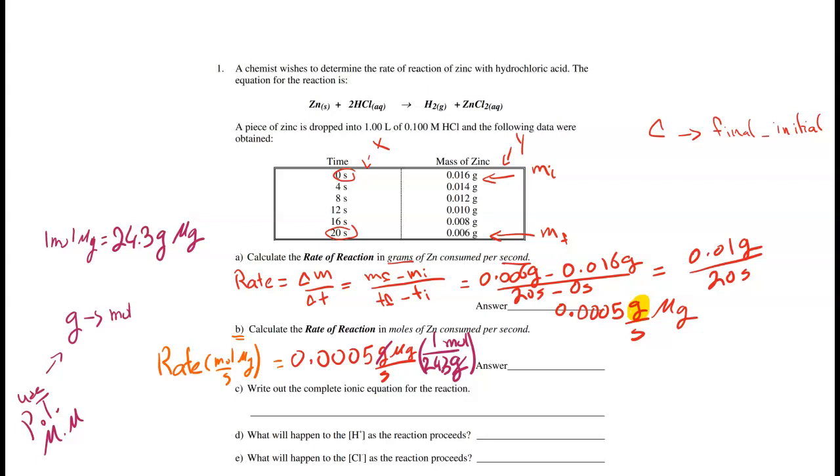So the next thing is a calculator. Now that you end up with moles over seconds, you stop. You don't need to do any more. You don't need to look for any other conversion factors or anything else to multiply by. So at this point, you use a calculator, and you go with the first thing you have, 0.0005 times 1 divided by 24.3, or you can just divide by 24.3 right away.